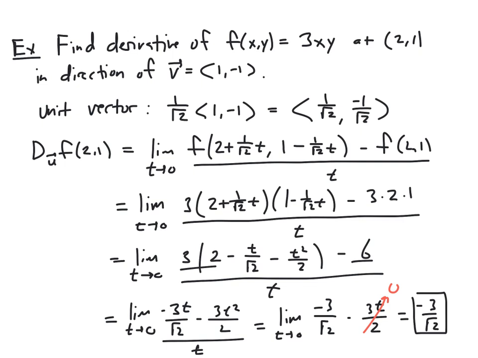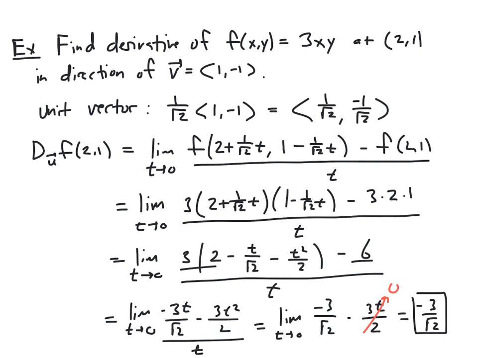And so this is our directional derivative at the point (2, 1) in the direction of the vector (1, -1). If we were to graph the function f being 3xy, we would find the point on the graph indicated by the point (2, 1). It would actually be in 3-space. It would be the point (2, 1, 6), because that's the function value there. So if we find that point and we find the line with direction vector (1, -1), what this tells us is that the slope of that line is negative 3 over square root 2.